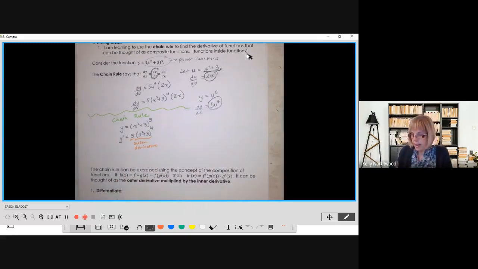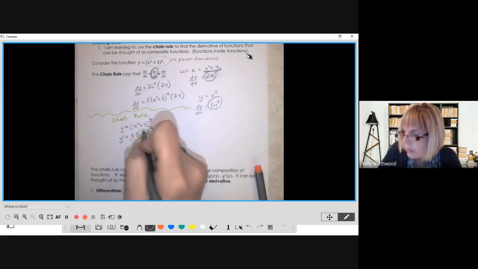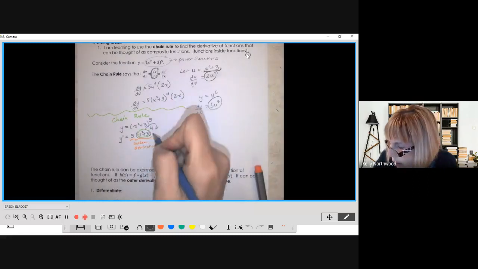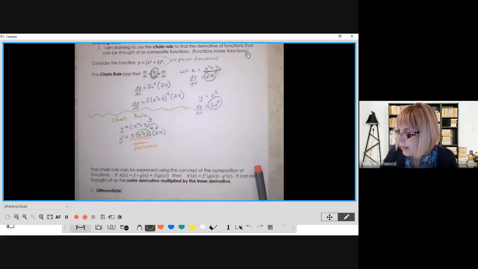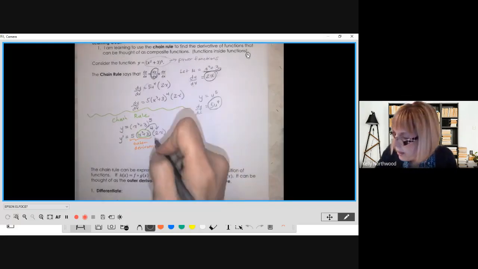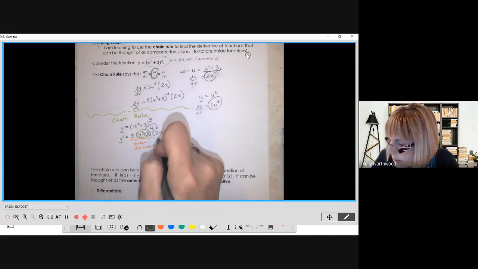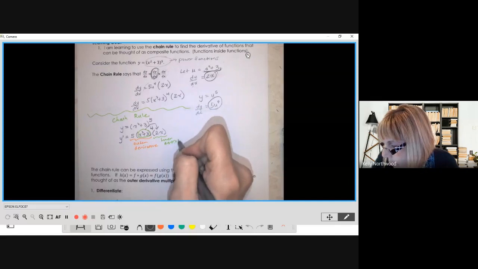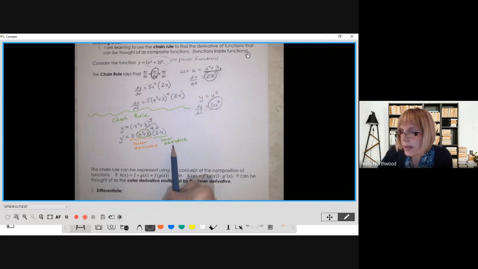And then I multiply that by the derivative of what's inside, or of the function I'm raising the power to. So that gets multiplied by the derivative of x squared plus 3, which is 2x. And I call that the inner derivative. So that's how the chain rule works. Outer derivative multiplied by inner derivative.